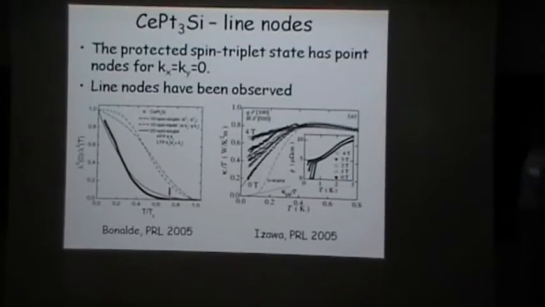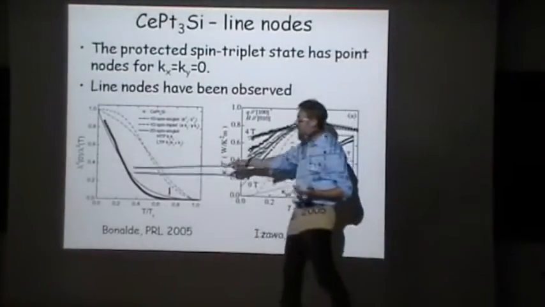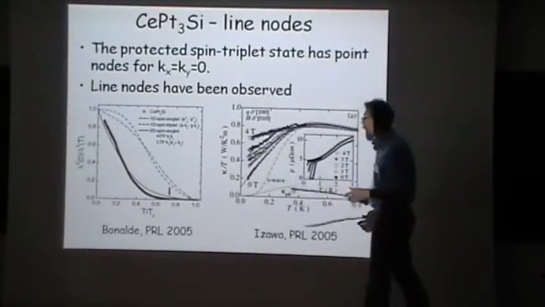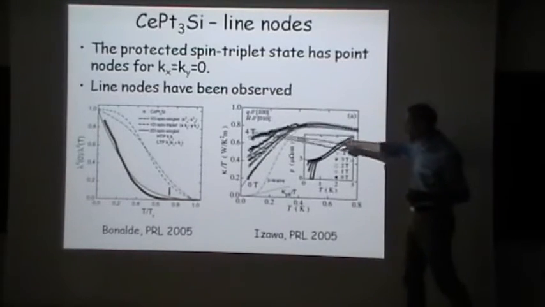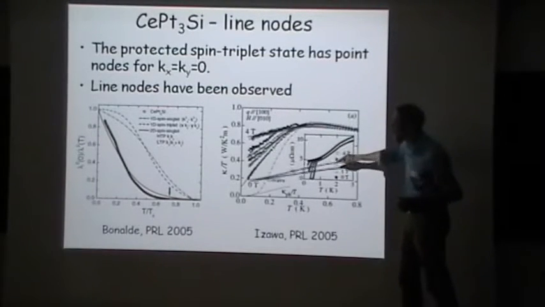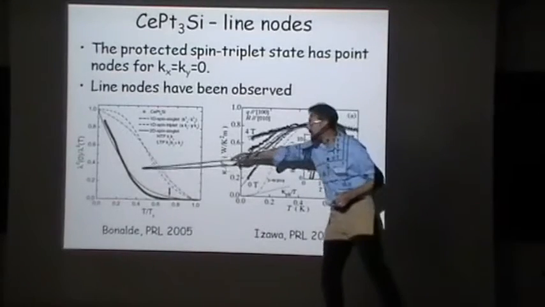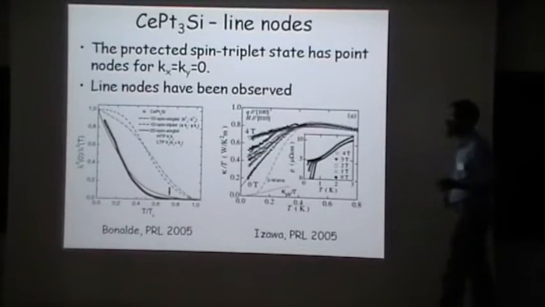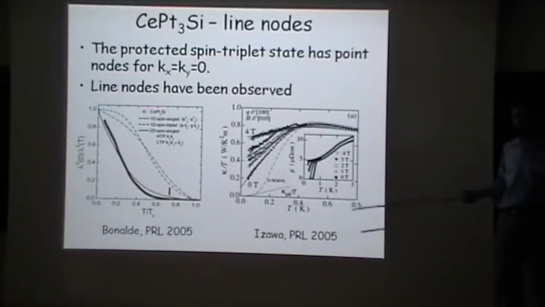What's seen experimentally is here I've plotted penetration depth data that I showed you before, and here's thermal conductivity data as a function of field, but we're interested in the zero field value. Both of these are consistent with line nodes, not point nodes. Is there a way we can understand that with this possibility of having a spin triplet state?